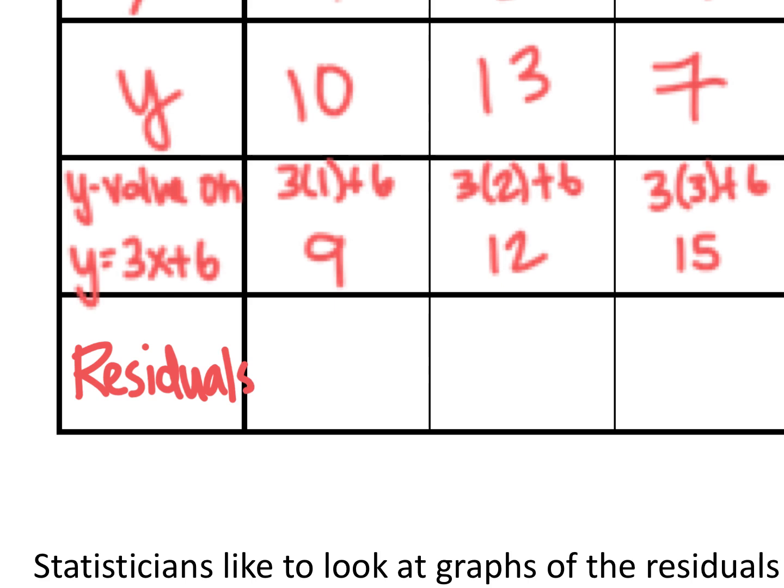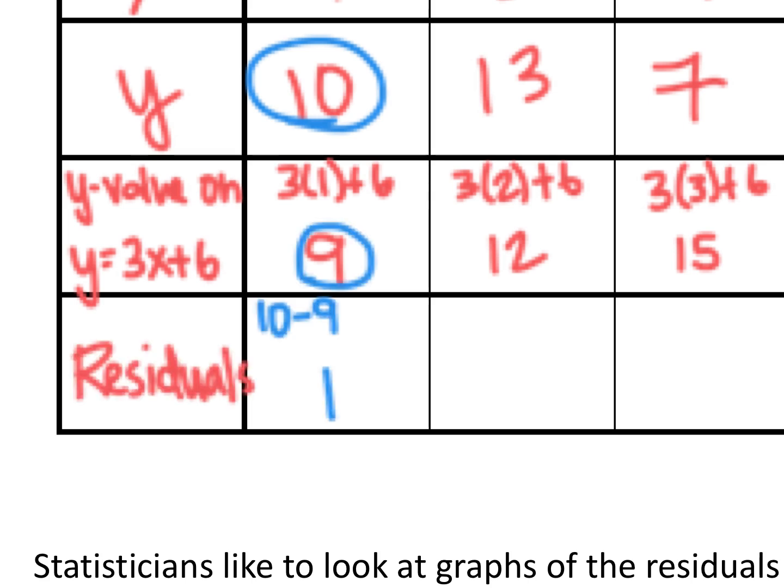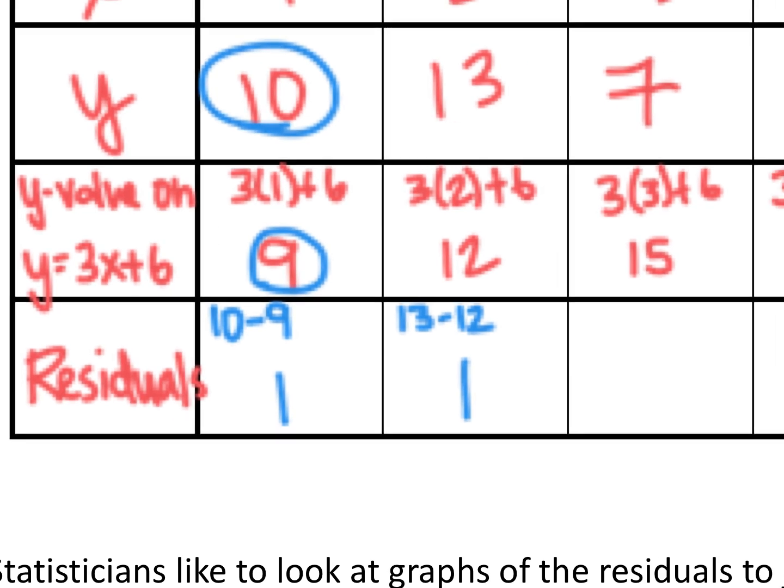Okay, so our first subtraction is going to be our actual minus our y value on the regression line, right? 10 minus 9, so that gets us a residual of 1. Then we just go down the line, we'll do all our subtractions. 13 minus 12, a residual of 1 again.